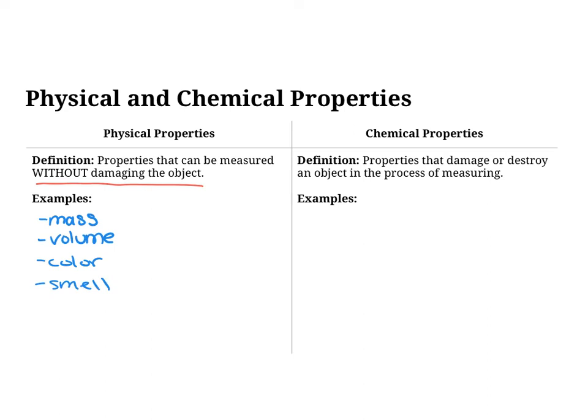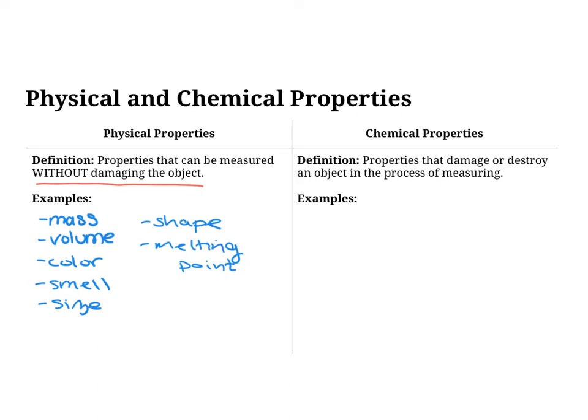Smell. Size. Shape. Melting point, which is just the fancy way of saying the temperature at which a substance will melt. That's known as the melting point. So there's many more examples in this, but you kind of get the idea.